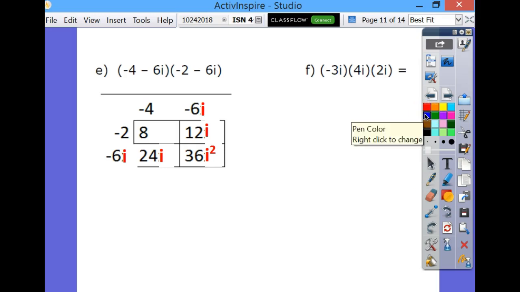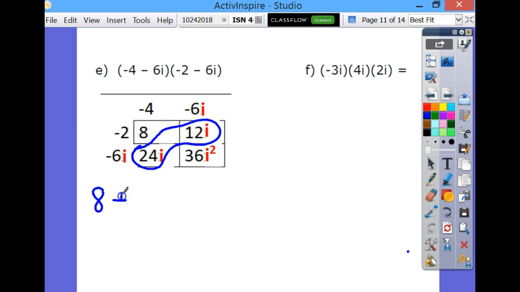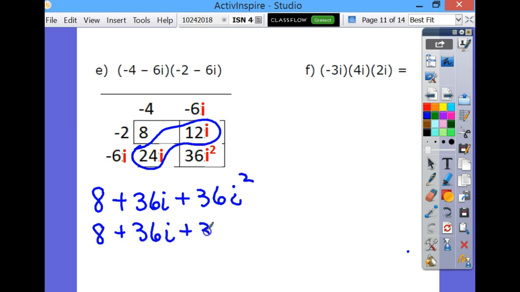Once you have the box filled in, then you combine like terms. I have an 8. Those two terms are like terms. Am I finished? No, you never ever leave an i squared in the problem. You always change the i squared to a -1.